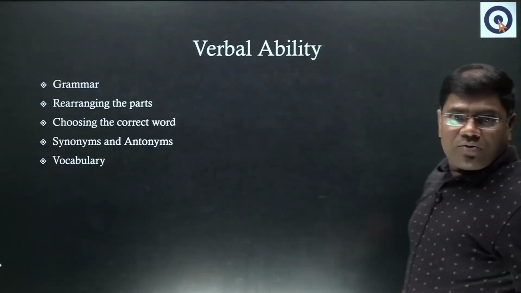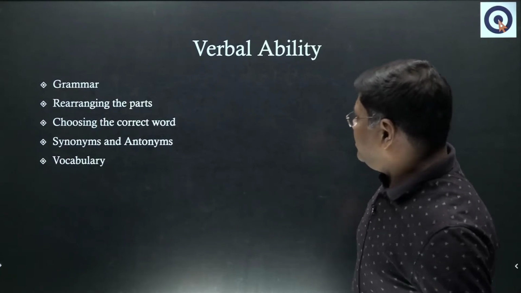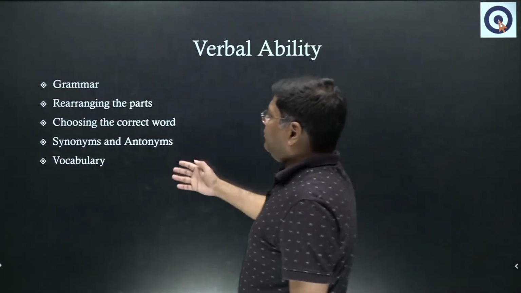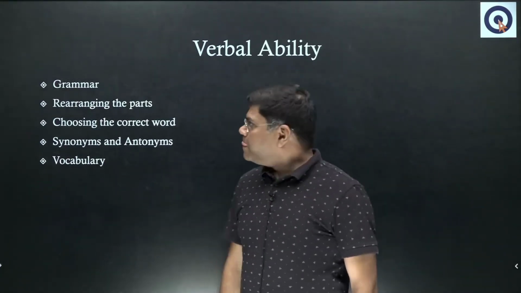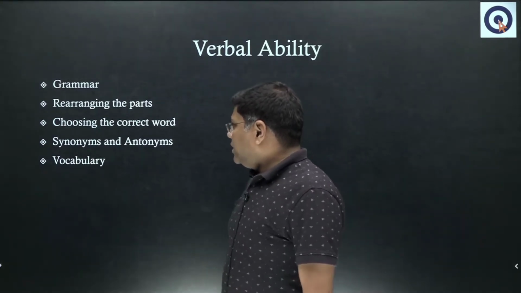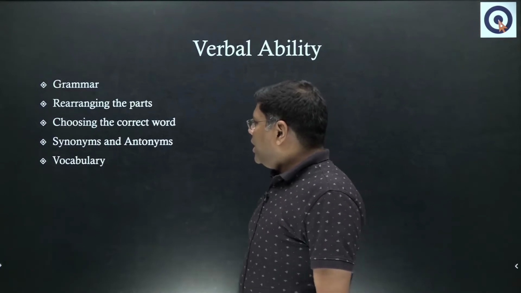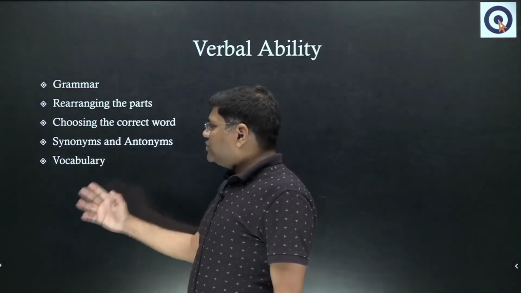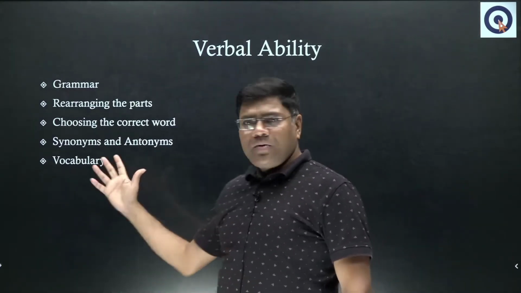So the next thing is the verbal ability. Within verbal ability, we have these five categories given to us. The first is grammar. The second is rearranging the parts. The third is choosing the correct word, and the fourth and the fifth is synonyms and antonyms and vocabulary.